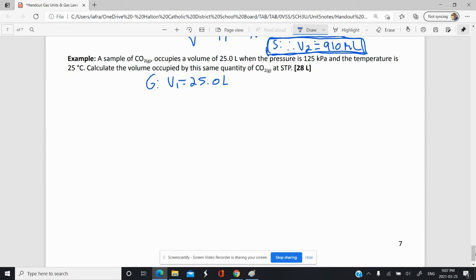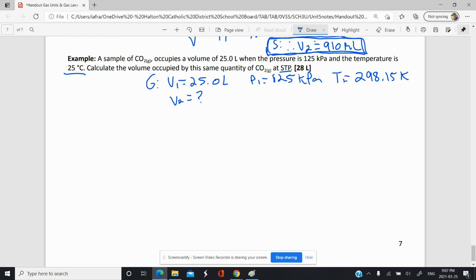And the pressure at that point is 125 kPa. And our temperature at that point is 25 degrees Celsius plus 273, 298.15 Kelvin. That's our T1. And we want to figure out what the new volume is once we get to STP.